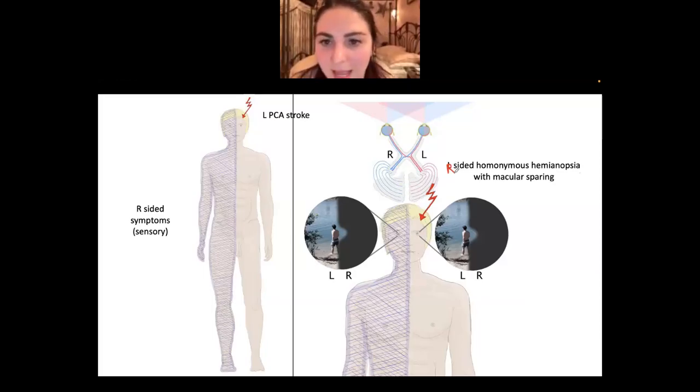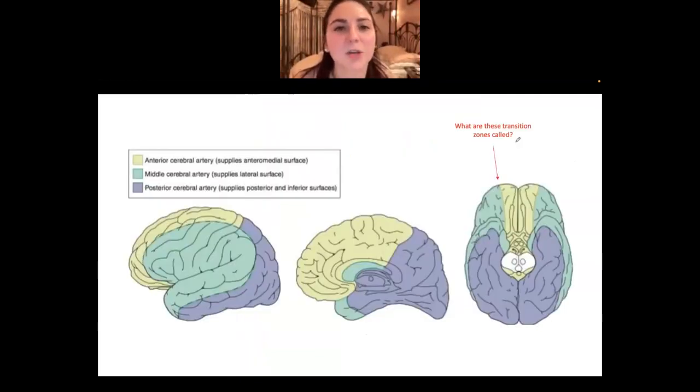Should be right-sided. So this is right-sided homonymous hemianopsia with macular sparing. We'll do a whole thing on it. I love vision stuff. It's very fun. But you'll see right-sided symptoms, again, sensory. That's why I like this picture, because AMBOSS just crossed off the whole body. They're like, yeah, everything's affected with a PCA stroke. But you'll always see these vision symptoms.